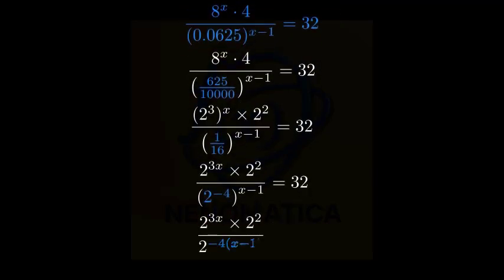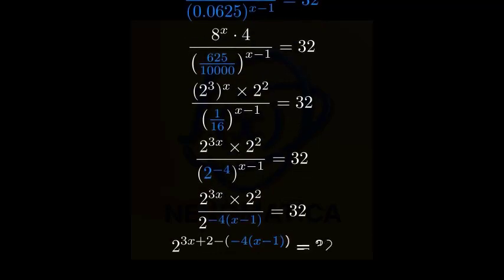Using the exponent rule, where a to the power of b, all to the power of c, equals a to the power of b times c, we can simplify the denominator to 2 to the power of negative 4 times x minus 1. Now, we can use the quotient rule for exponents. For the same base, we subtract the exponents when dividing. This gives us 2 to the power of 3x plus 2 minus the quantity negative 4x minus 4.